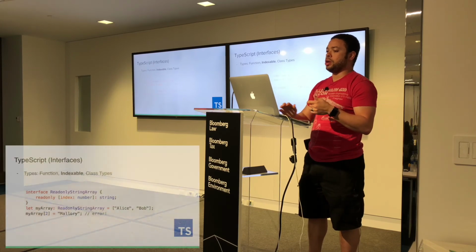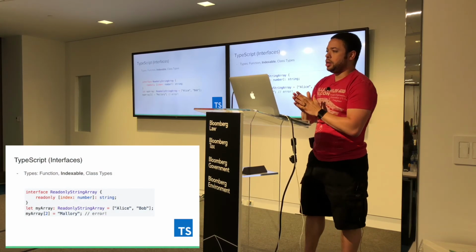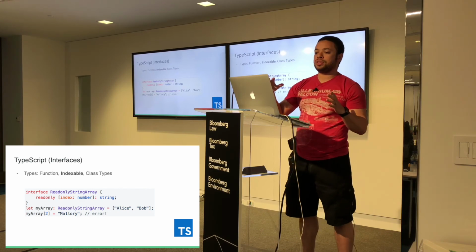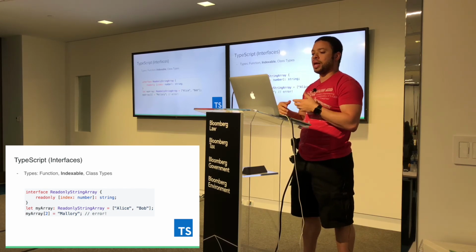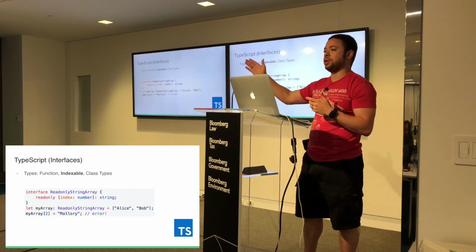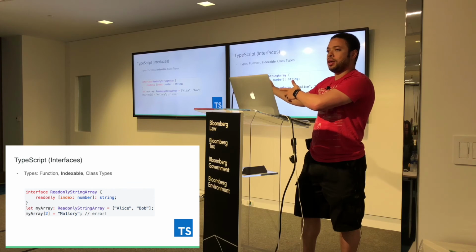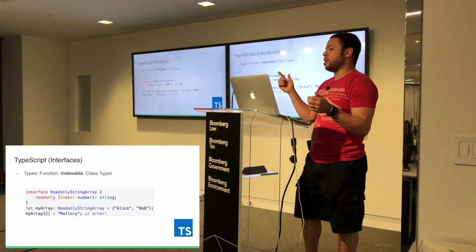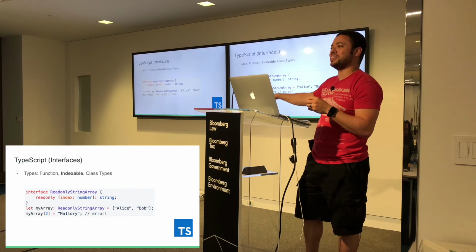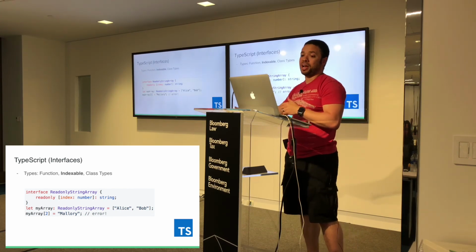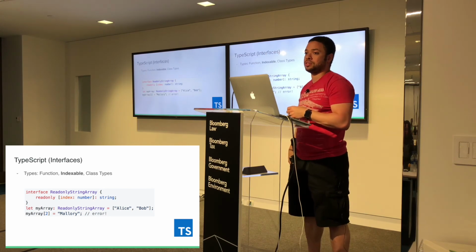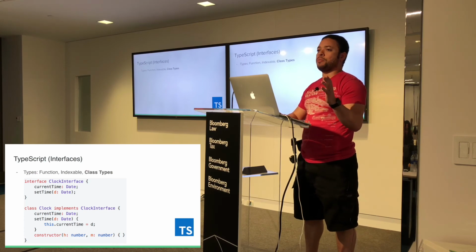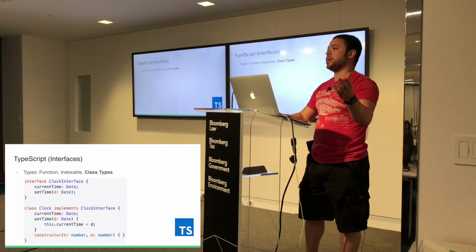Now, let's look at read-only indexable types. These are exactly the same thing as the previous example, but you just can't assign to it after the fact. So we have that read-only string array. We have that my array that's typed as read-only string array assigned to Alice and Bob. And then on the next line, we try to assign index 2 to Mallory, and you're going to get an error. You don't get an error because of index out of bounds. You only get an error because the type doesn't work. At runtime, you'd get the error, but at compile time, it would show you can't assign anything else to this array.